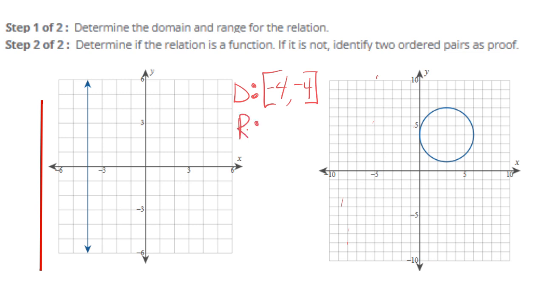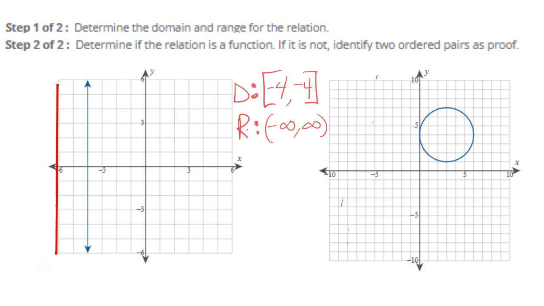Your range, you're looking at the y values. So you're looking how far down does it go? How far up does it go? And so those y values go from -infinity to infinity. Infinity is not really a number, so you always do parentheses. Now, when you look at it, you have to decide if it is a function or not. So I have to think of my vertical line passing through there. Will it hit the graph more than once at the same time? And in fact, boom, it hits the entire line at the same time.